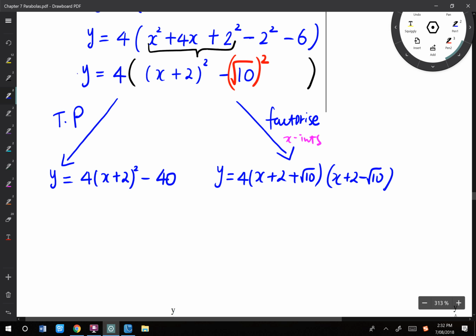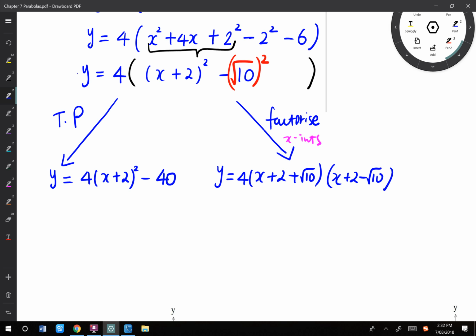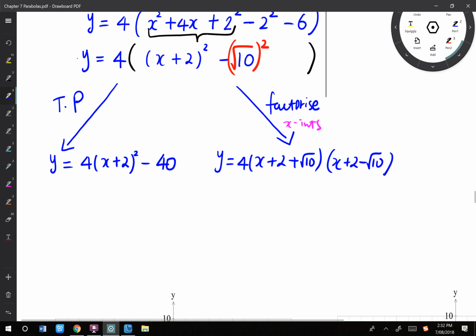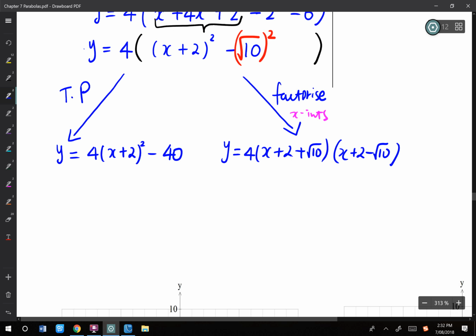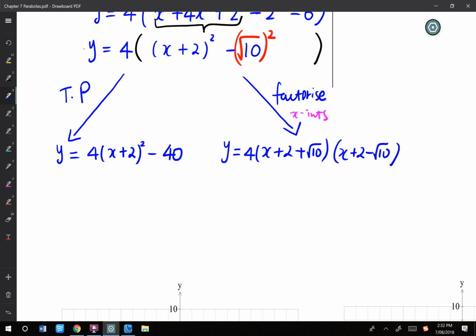To factorize, I will do 2 things after that step. Because the second last line is not the turning point form or a factorized form, I need to fully expand to make it into turning point form, and for the right hand side I will factorize it to make intercept form.